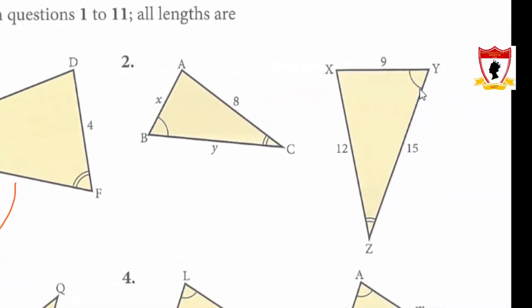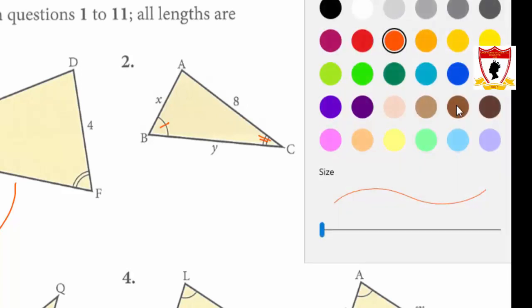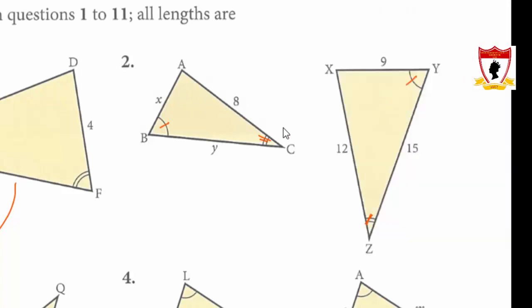Question 2, we know this angle is the same as this one, and this angle is the same as this one. Which side is between them? 15 is between them. Here, y is between them. This side is x, here this side is 9, this side is 8, this side is 12. So the 8 and the 12 are the sides that we are going to use to find k.